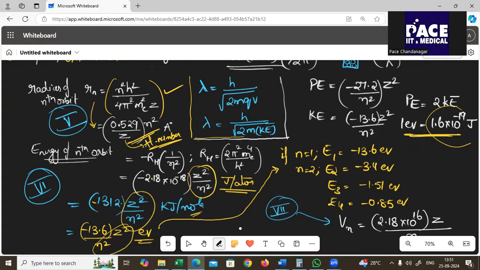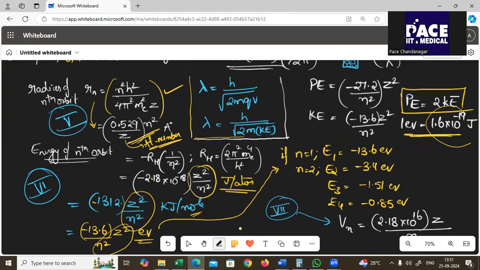And potential energy formula we have, kinetic energy formula we have. Potential is minus 27.2 into Z square by n square. Kinetic is minus 13.6 Z square by n square. Everywhere Z square by n square. Energy is Z square by n square. Remember that. And potential energy is 2 times kinetic energy. You should remember this as well. Potential energy is 2 times kinetic energy.